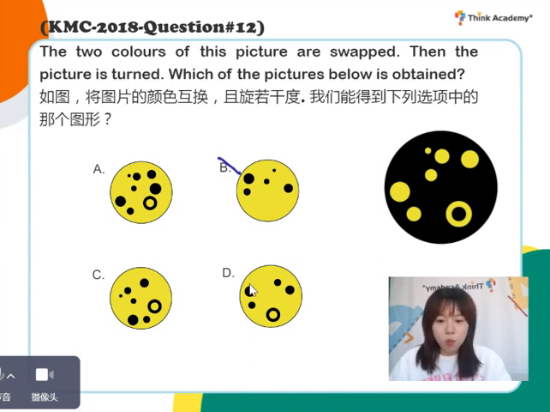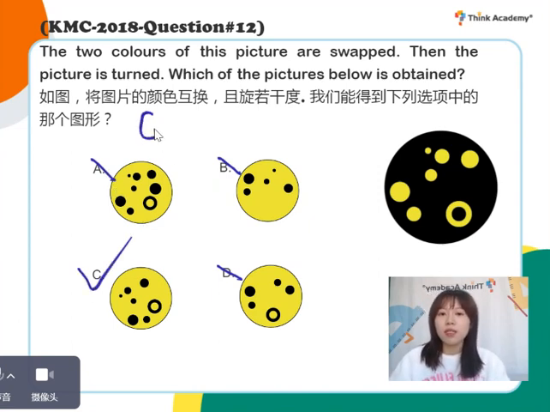So let's count. 1, 2, 3, 4. No. What about this one? 1, 2, 3, 4, 5, 6. Yeah, maybe this one. What about option A? 1, 2, 3, 4, 5, 6, 7. So no, it can't be A. So the answer is C. The final answer is C.